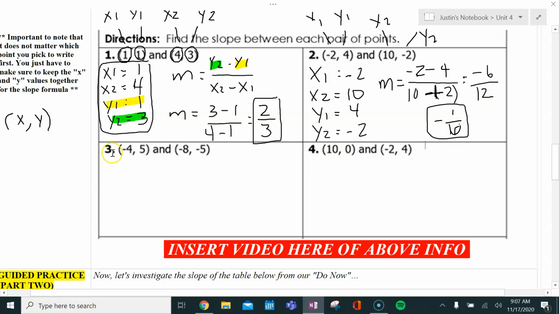Now I want you to try numbers 3 and 4 as practice problems, and then you can move on to the next part.